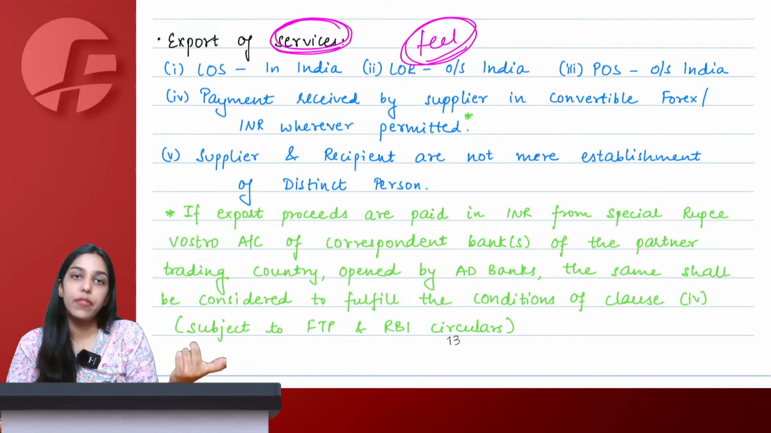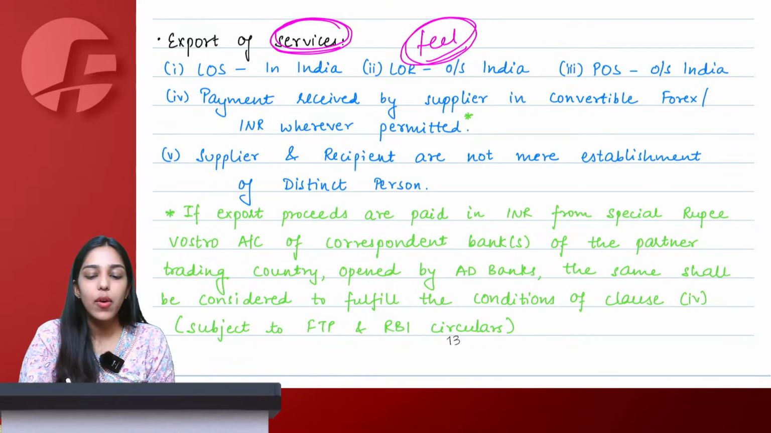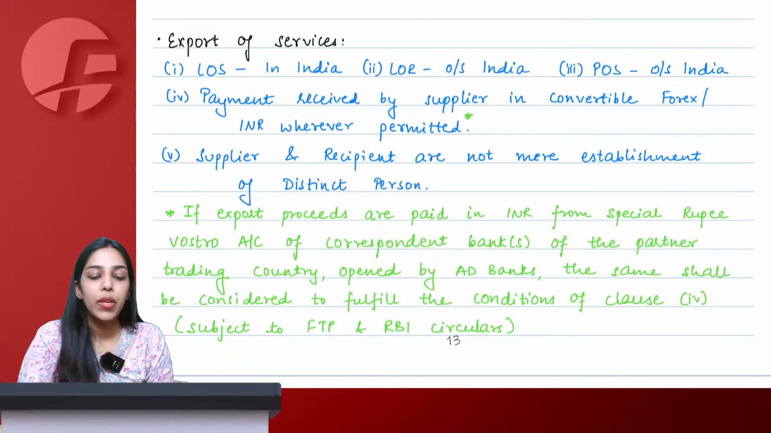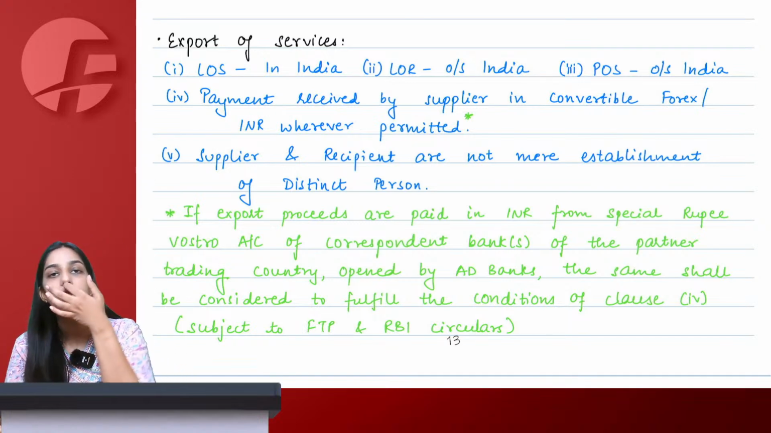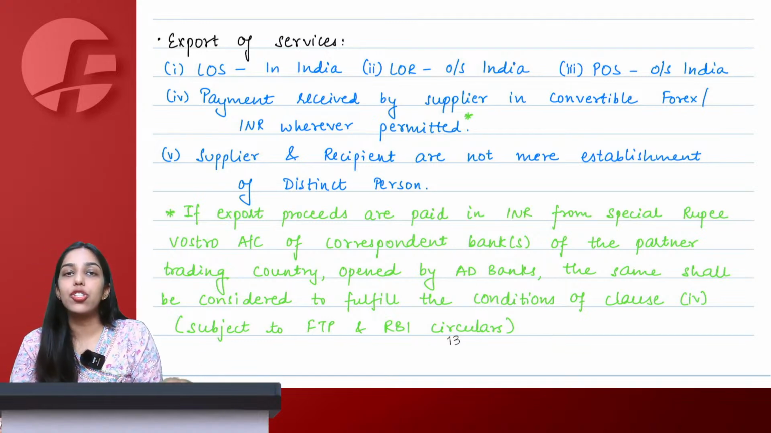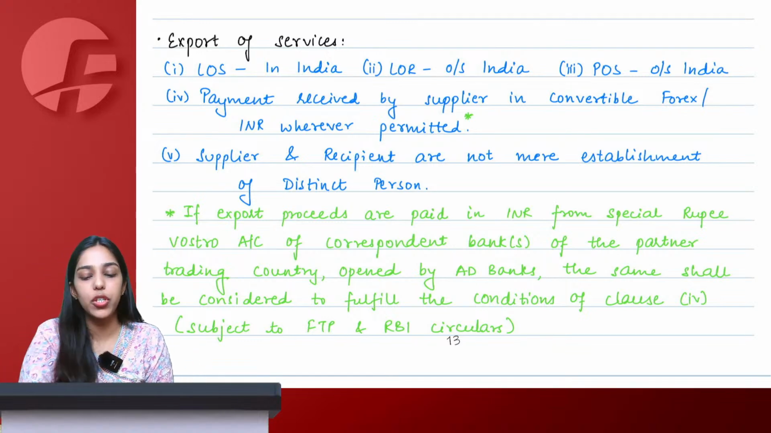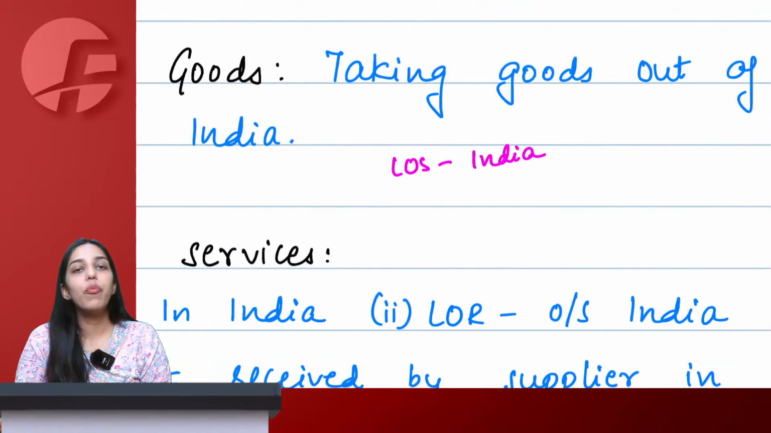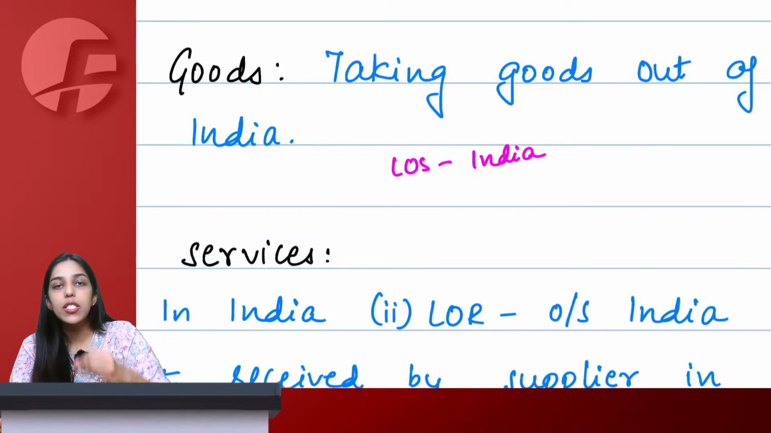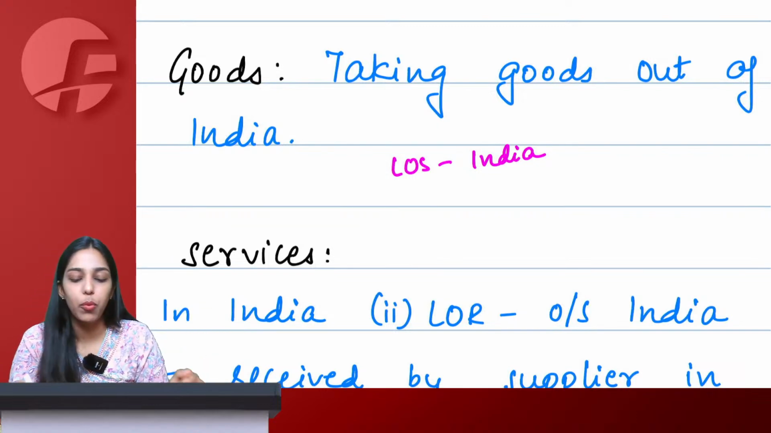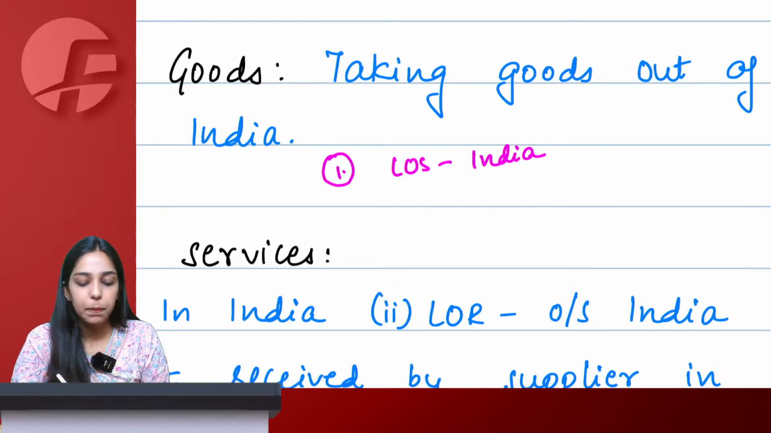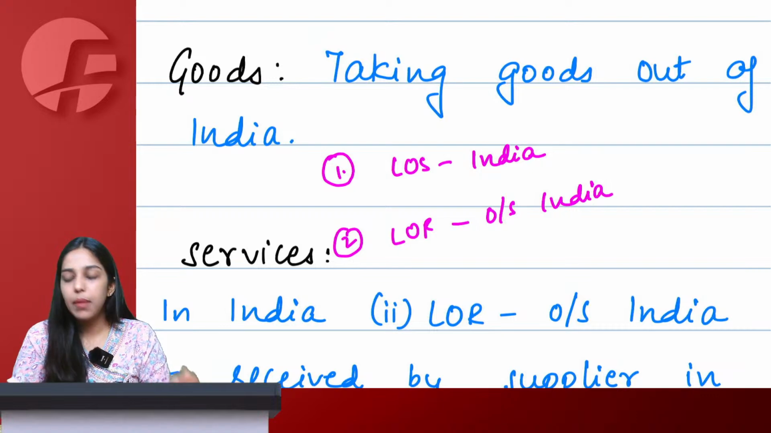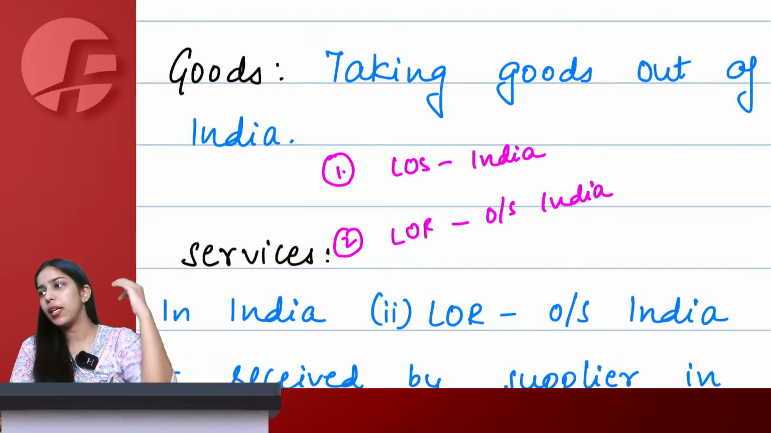I cannot see services, I can only feel services. So I cannot see services physically, tangibly going out of India. Therefore, there are 5 conditions that I need to fulfill for a transaction to qualify as export of service. First is the location of supplier has to be in India. Obviously, an Indian person giving service to a person outside India would be considered as export. So the supplier is in India. The location of recipient is outside India.